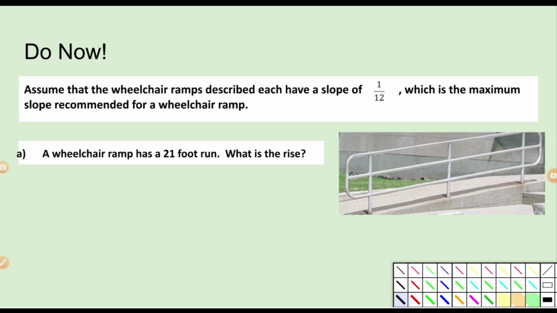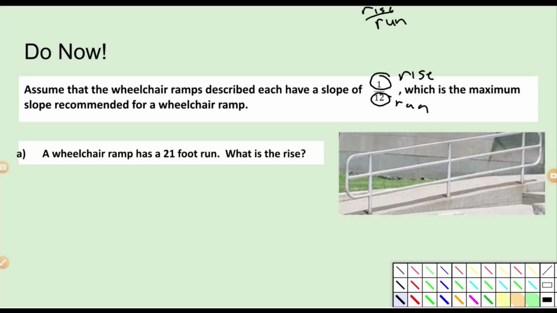So again, let's see what we got here. It says, assume that the wheelchair ramps described each have a slope of 1 to 12. Remember slope from a long time ago, probably back in 7th grade. Rise over run. Our slope is rise over run, which means the ramp should have a rise of 1 unit for every run of 12 units. So if the ramp is 1 foot tall, then it needs to be 12 feet long, and that's the maximum slope.